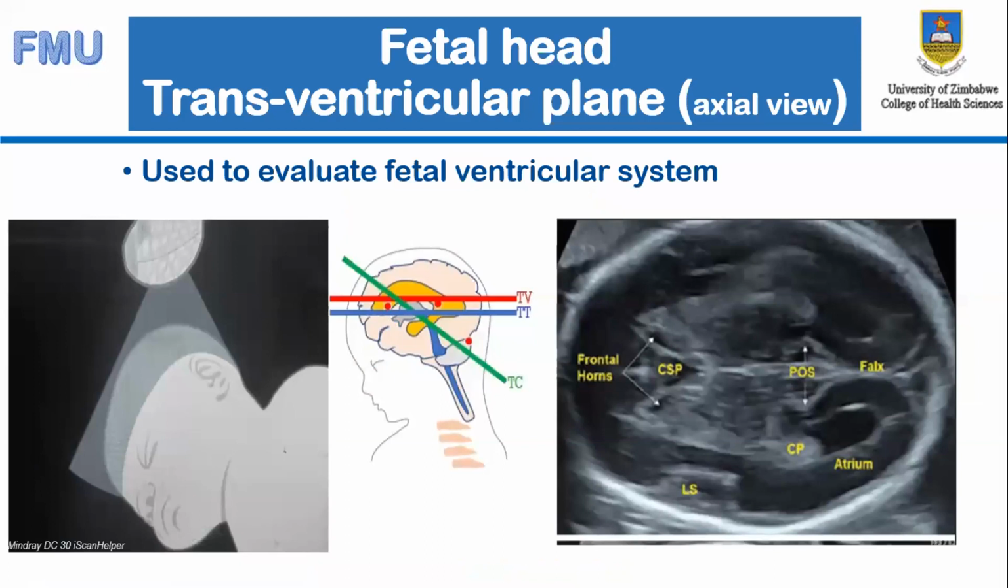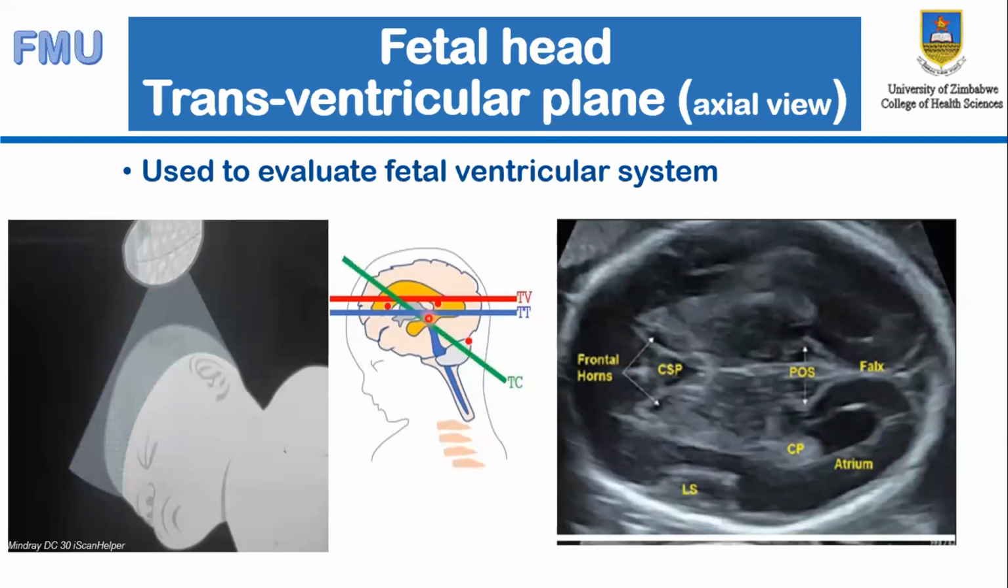The transventricular and transcerebellar planes, and the transthalamic plane, yes, but most of the stuff would have already been covered by the transcerebellar and transventricular planes. So the transthalamic plane, in most cases, is used for measurement of fetal biometry.